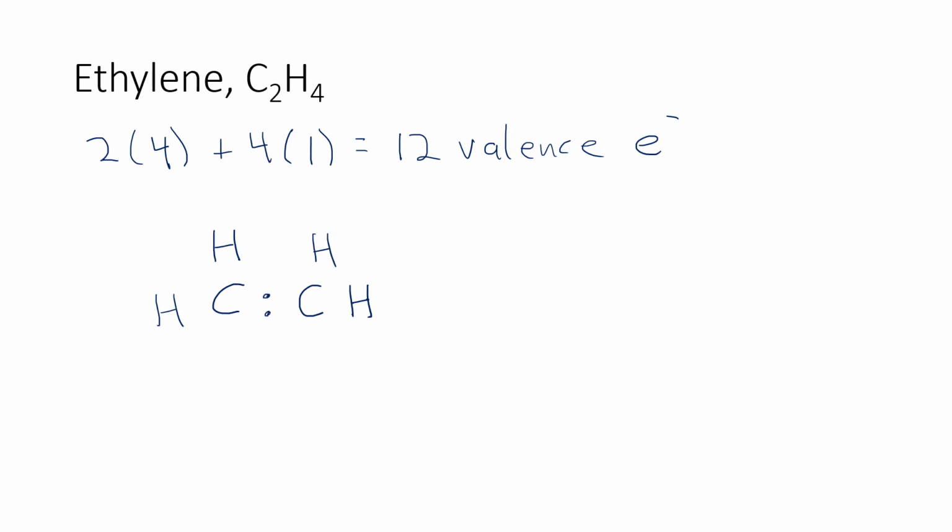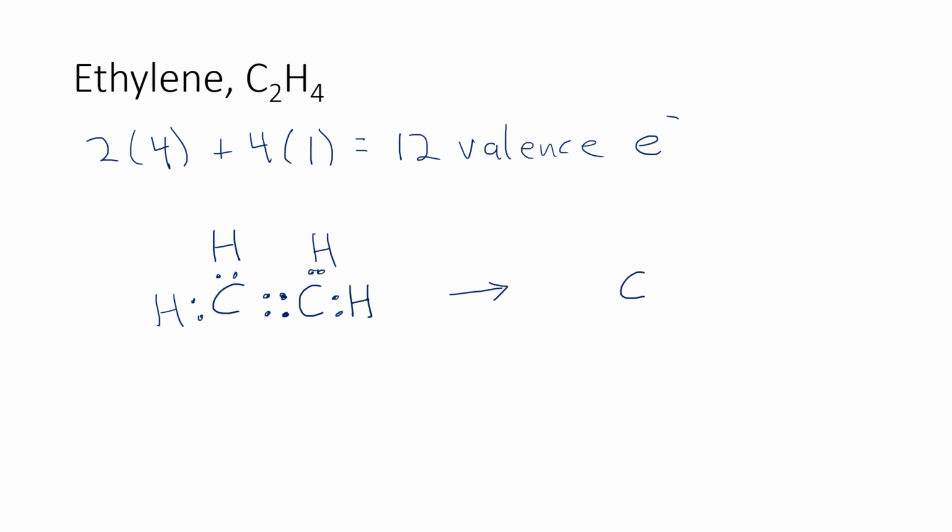So we'll have 2, 4, 6, 8, 10, and we still have 2 electrons to place somewhere. If you check out both of the carbons, they each have 6 electrons around them, not 8. So if I put the extra pair of electrons in between the 2 as a shared pair, we'll end up with an octet on both carbons. And remember, hydrogen only wants a duet, so hydrogen is good in this structure.